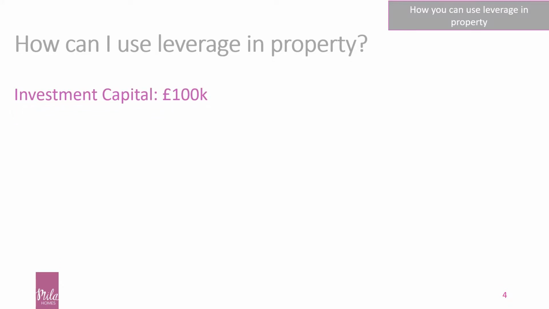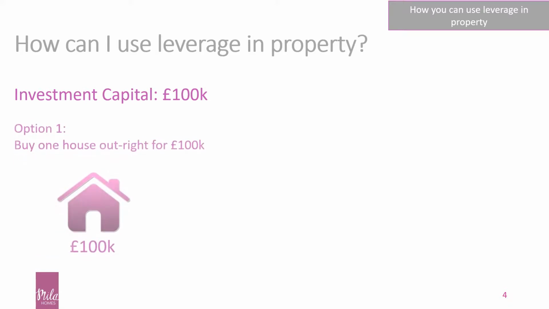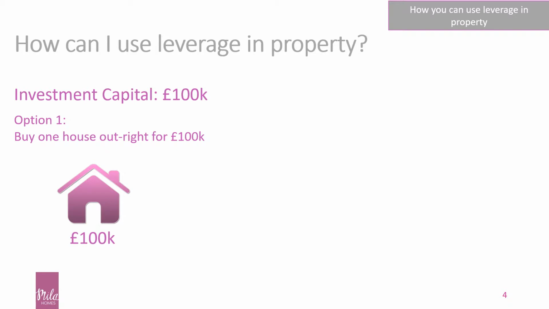So we're going to look at having an investment capital of £100,000 to invest in property, and we've got a couple of options. Our first option is just going out into the market with that £100,000 and buying a property for £100,000. For the purposes of this, we're not talking about getting it below market value or forcing any appreciation on the property. We're just looking at buying a £100,000 valued property outright, a buy and hold strategy.